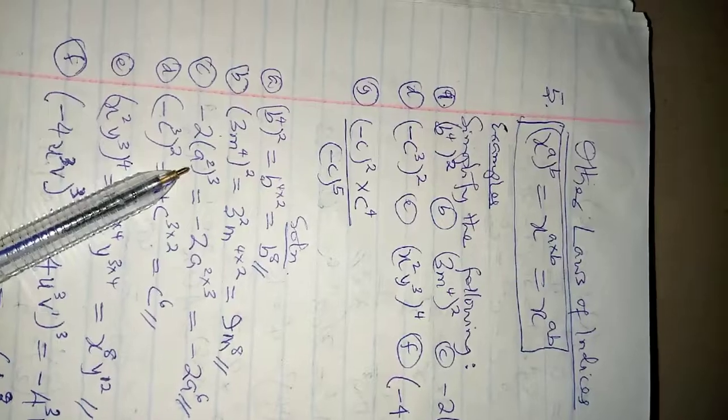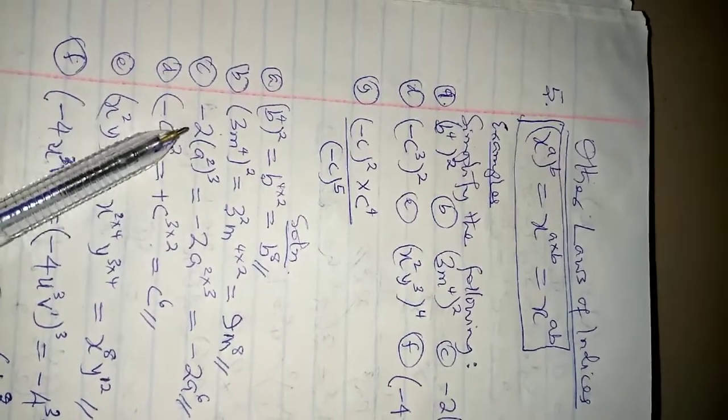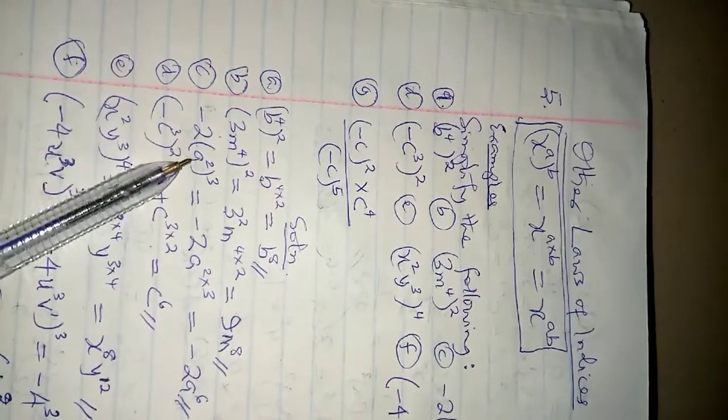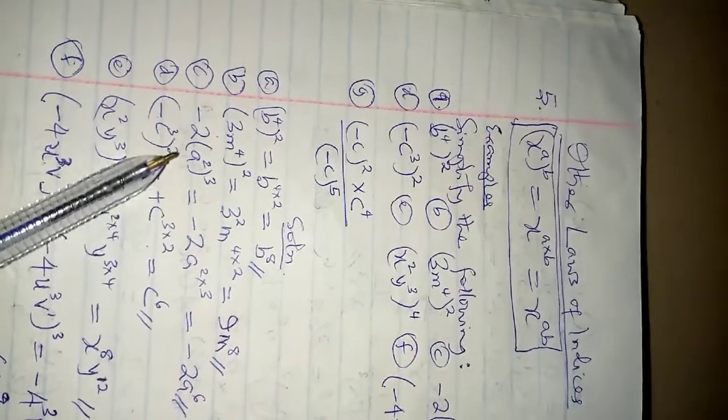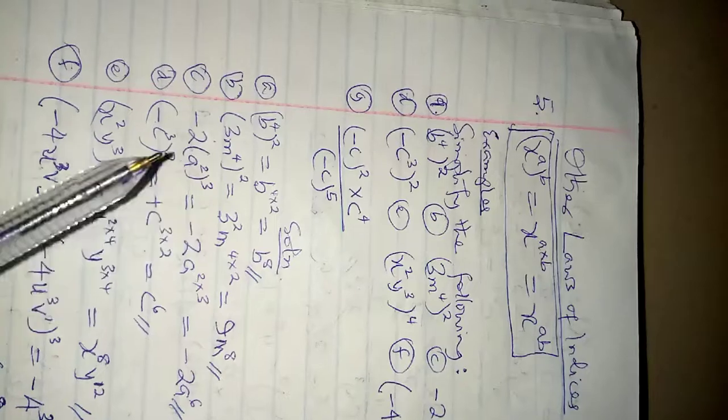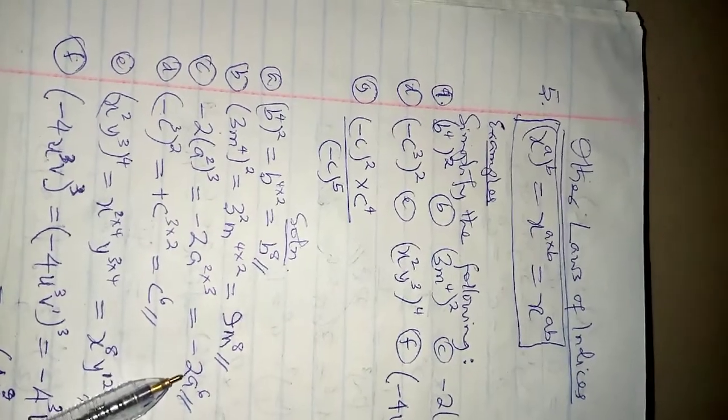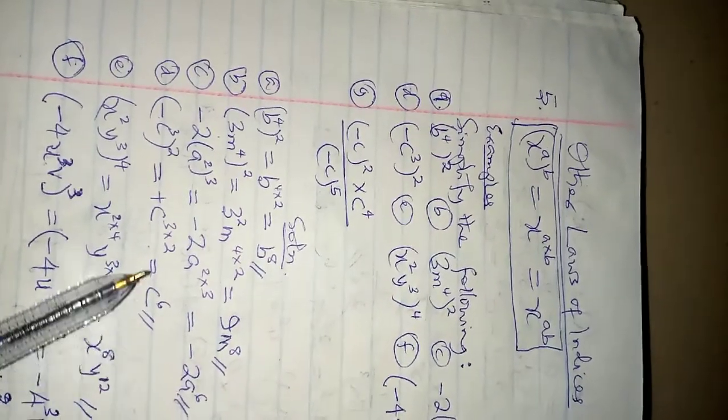Here, this minus 2 will not be affected. But what is in the bracket is what will be affected, so that you have minus 2a raised to power 2 times 3. And that gives minus 2a raised to power 6.